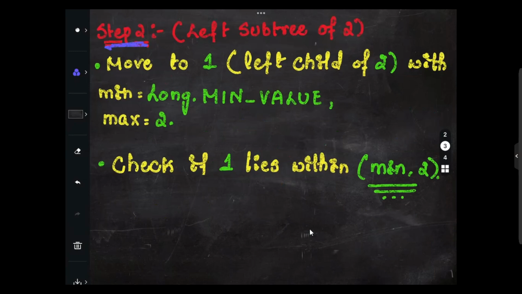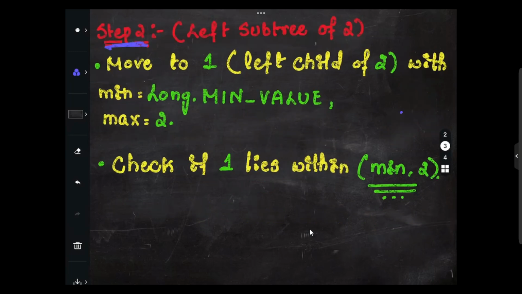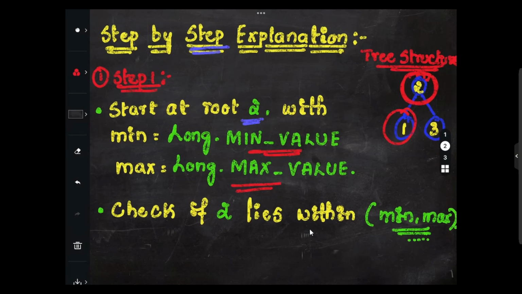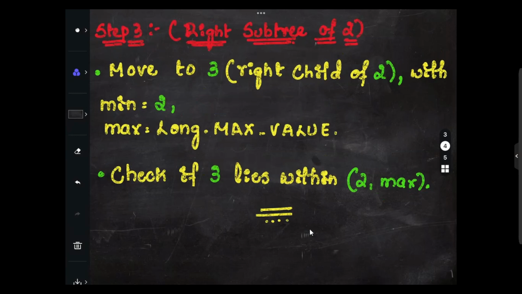Let's move on with the second step. We have to check the left subtree of 2 and the right subtree of 2. First we will check the left subtree of 2. We will move to 1, the left child of 2, with min equals Long.MIN_VALUE and max equals 2. We check if 1 lies within min, 2. Yes, it does.